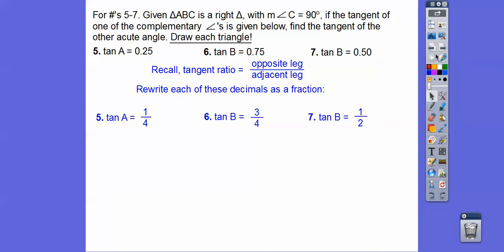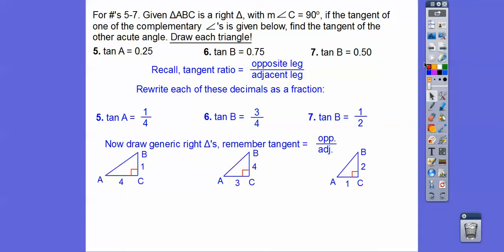Okay, draw some generic triangles. And remember, opposite over adjacent equals tangent. Okay, so here we go. Look, here's the tangent of A, opposite over adjacent. So the opposite leg over the adjacent leg. Okay, the tangent of B, here's B, the opposite leg over the adjacent leg, opposite over adjacent. The tangent of B is opposite over adjacent, so opposite leg over adjacent leg.